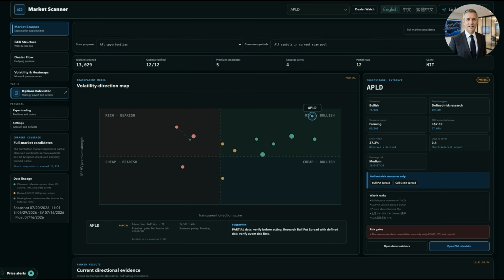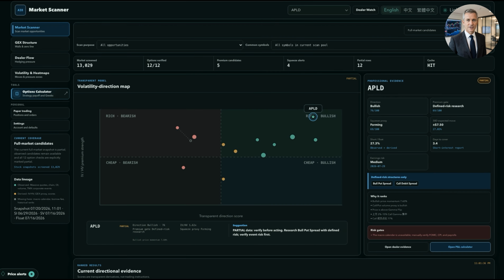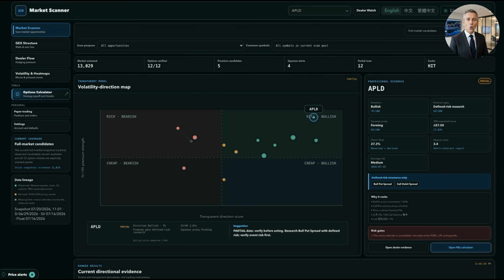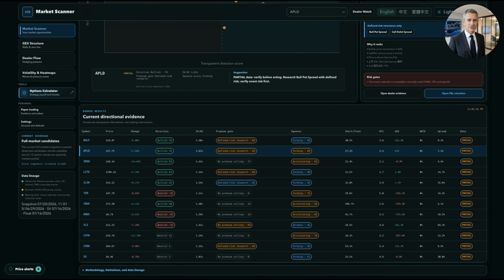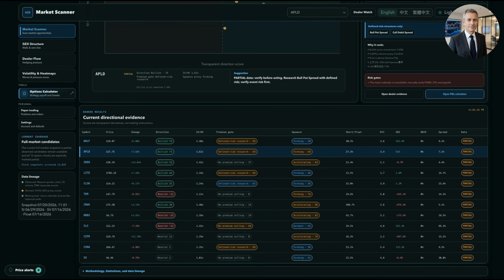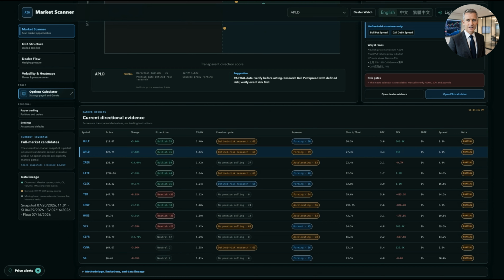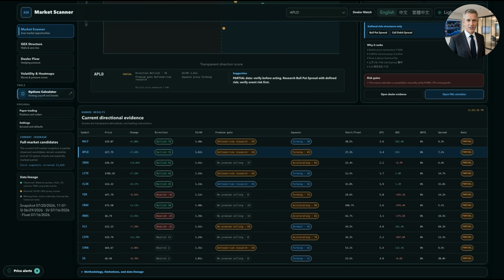The common symbol selector lets you quickly view index ETFs, mega-cap tech stocks, semiconductors, and other popular tickers. The 4-quadrant map in the center helps you quickly read direction and volatility pricing. The horizontal axis shows directional evidence. Farther left means more bearish. Farther right means more bullish.